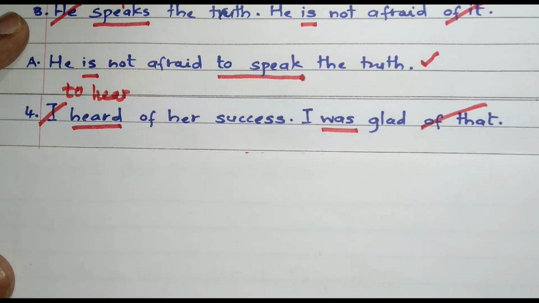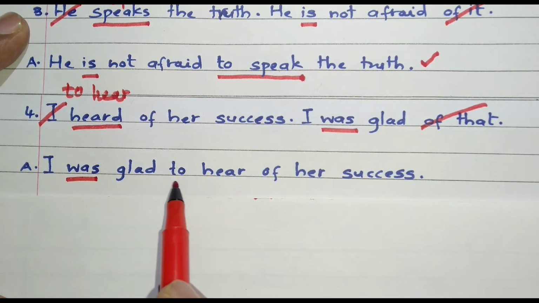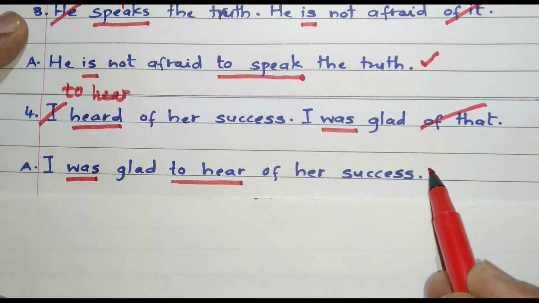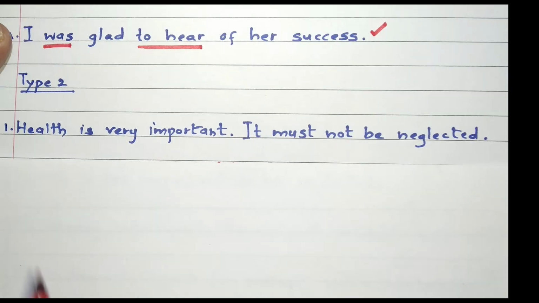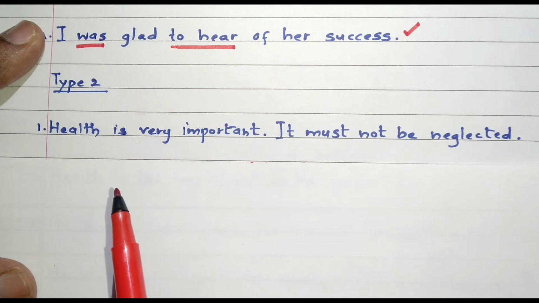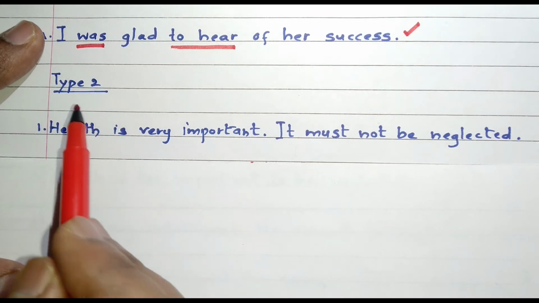Of that is not required. So this is the answer. Here was is the only finite verb. To hear is the infinitive, and therefore since this sentence contains only one finite verb, this is a simple sentence. Friends, till now we have done sentences which did not contain very, too, etc. in the question. And therefore I have categorized them as type 1 sentences.